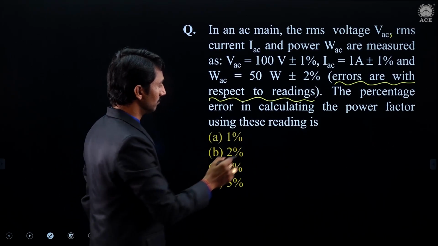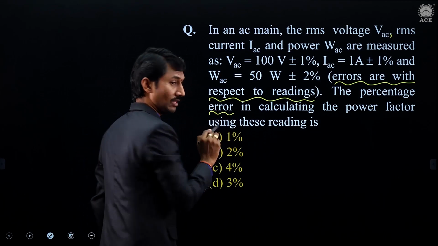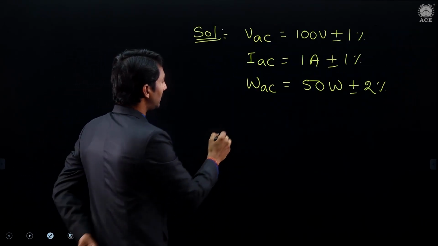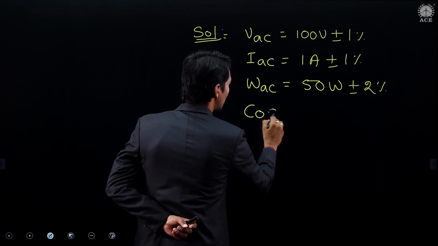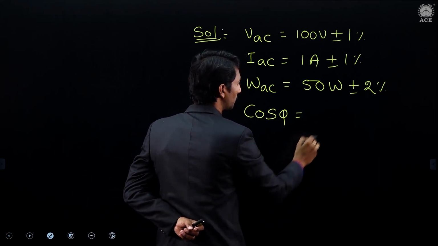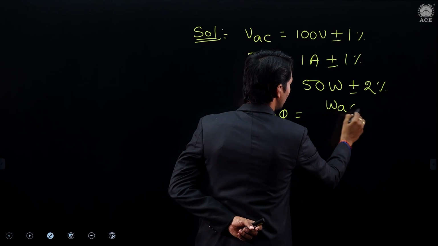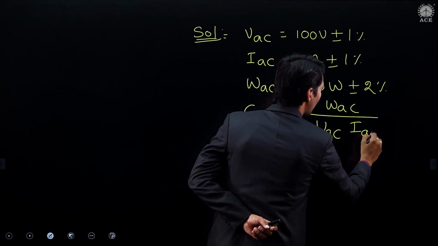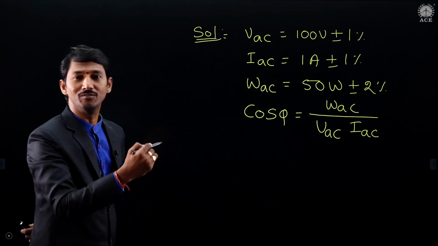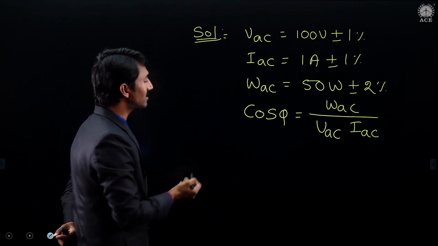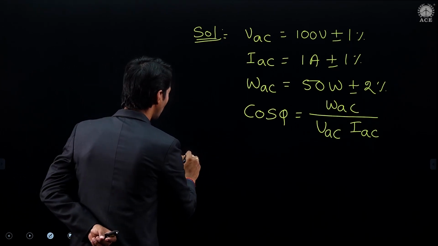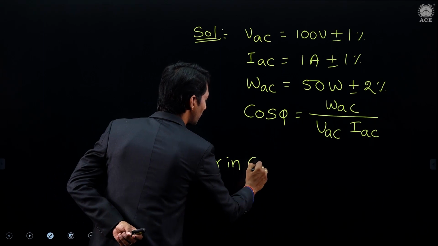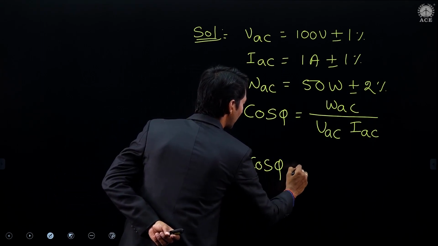What is he asking? He is asking only the error. Error in the power factor he is asking. So let us write the power factor formula. Power factor cos phi is equal to WAC by VAC into IAC. What he is asking is the error. So what can we write now? Error in cos phi, error in power factor.